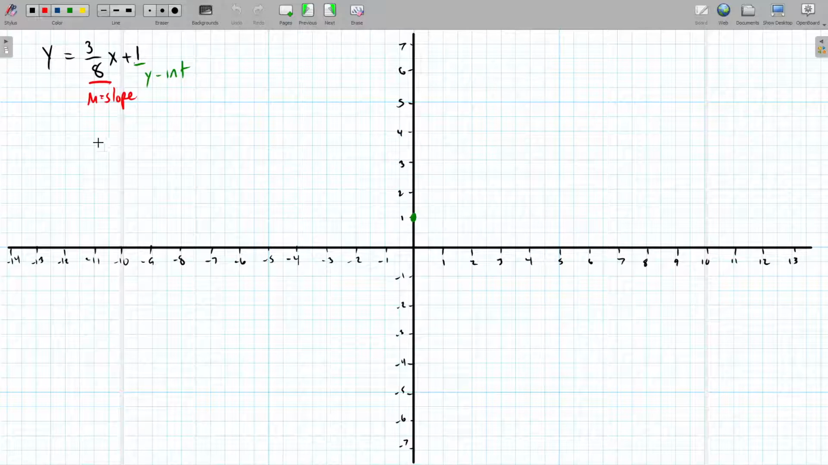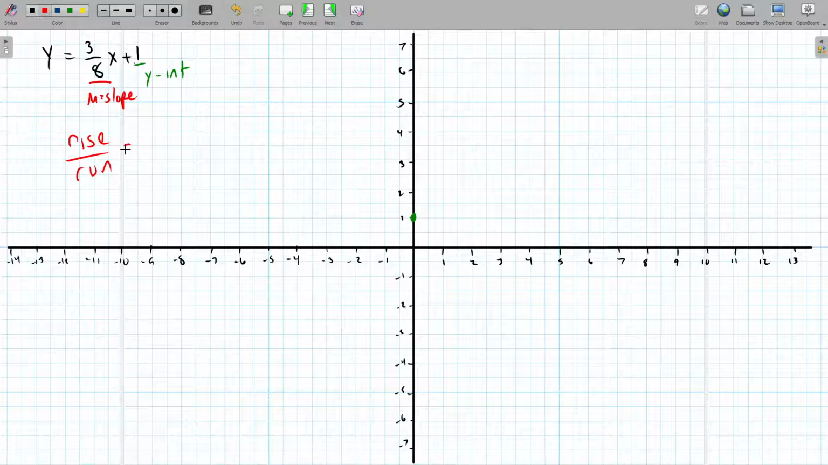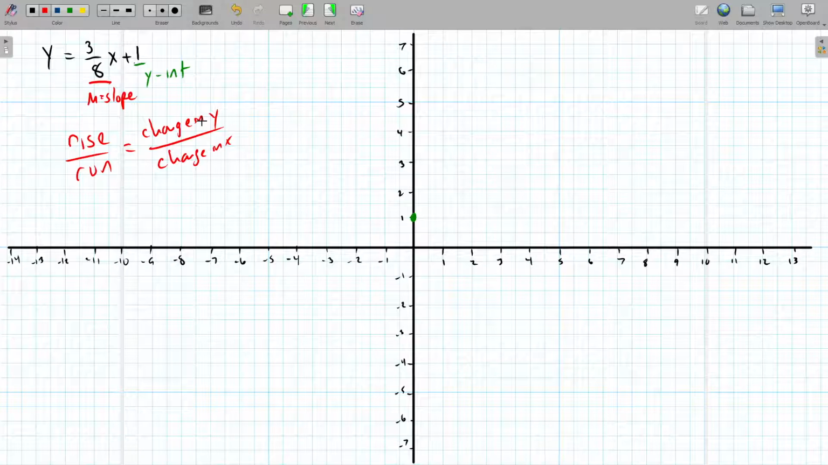So when we have a slope that is a fraction, we need to recall what a slope actually means. Right? A slope is rise over run, meaning the change in y over the change in x. The vertical change over the horizontal change. So this being 3 over 8 means that I want to go up 3 units, that is my rise, my change in y, and then I want to go over 8 units, that is my run, my change in x. So I want to go up 3 and over 8.